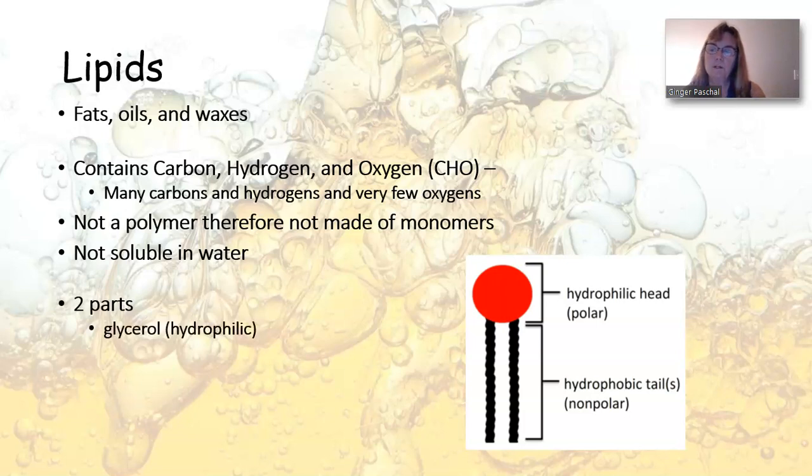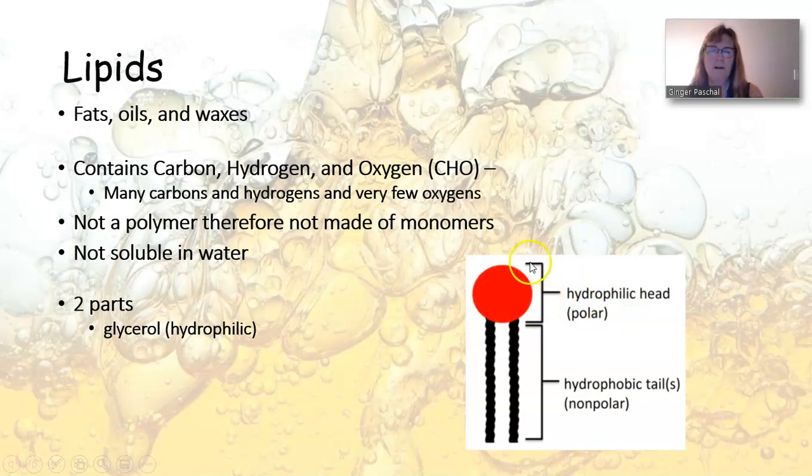Lipids are made of two parts. They're made of glycerol, which is hydrophilic. So you can see this portion here is the hydrophilic head. Anything that is hydrophilic is polar. So hydro means water, philic means lover, and something that is polar would dissolve in water, so they would be hydrophilic. So polar and hydrophilic always go together.